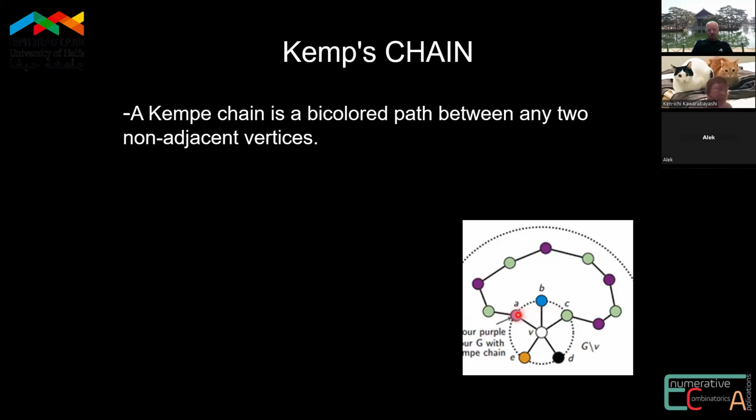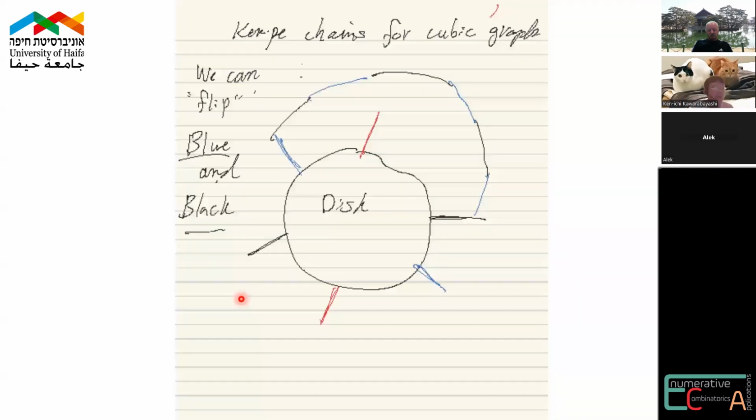For vertex coloring, it's just like a two-colored path. Like this is purple, green, purple, green, purple, green, like that. In the edge coloring case, this is the same: basically blue, black, blue, black, blue, black path like this. And if you have such a Kempe chain, what you can do is that this blue and black can be flipped. So that I get the black here and the blue here, black, blue, black, blue. Blue becomes black, and black becomes blue.